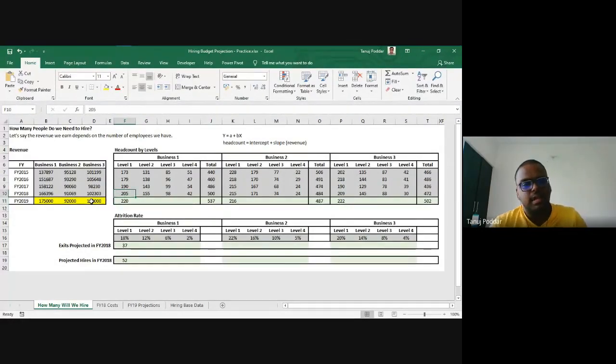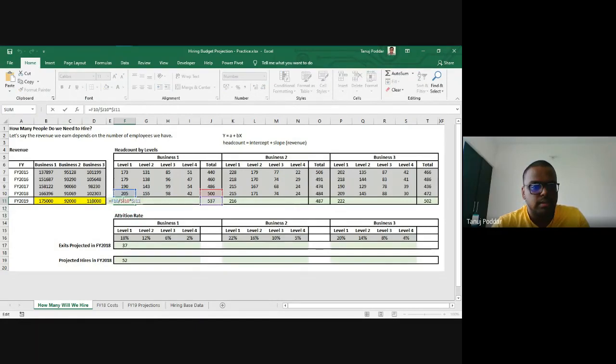Now the next thing that we'll have to do is that we have the headcount for each of the businesses according to the revenue that they have, right? So basis this headcount, we will basically try to find out what the value for each of the levels is. So how will we break out this 537, 487, 502 and all of that, right? So what we'll basically do is a very simple approach.